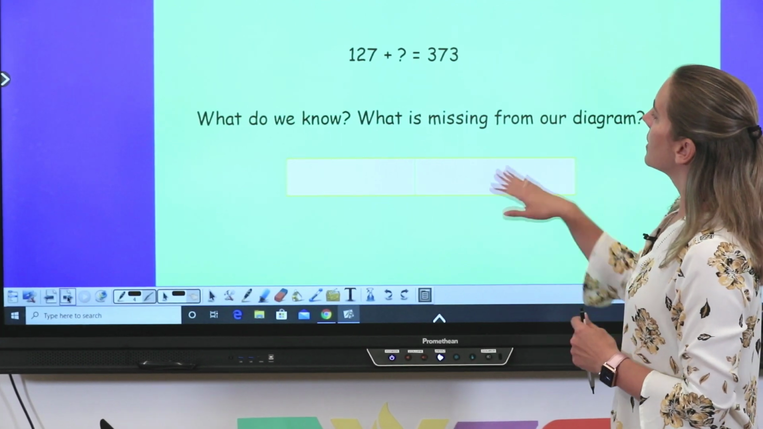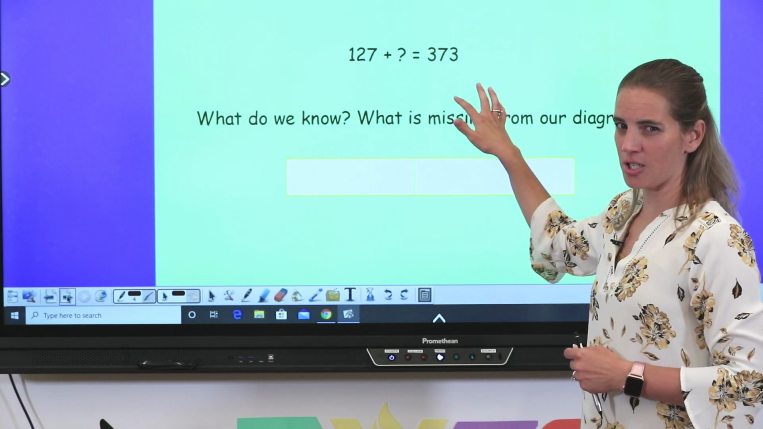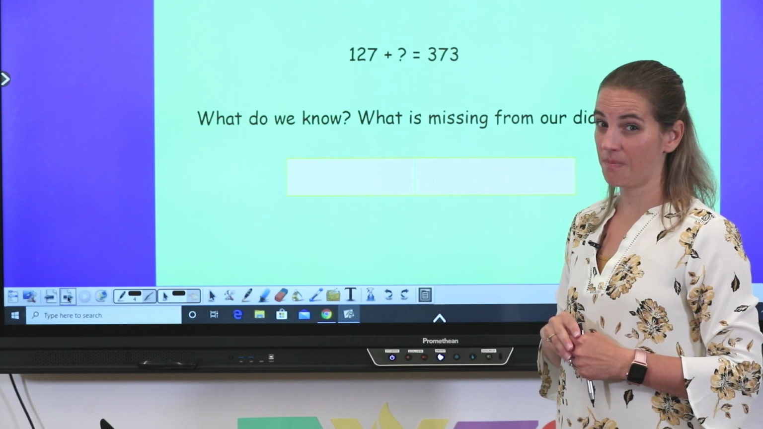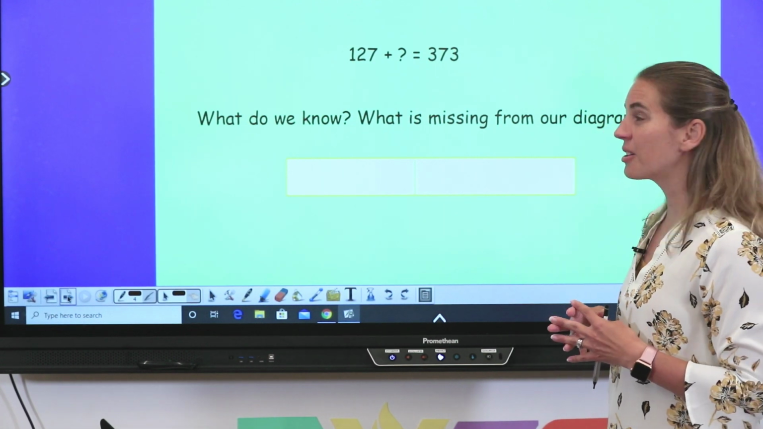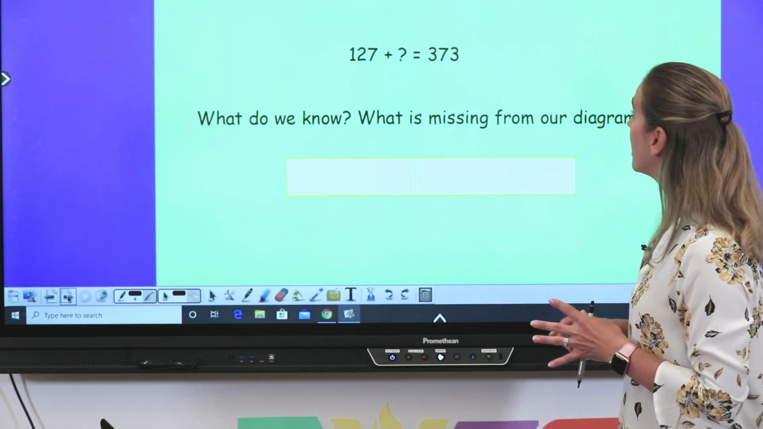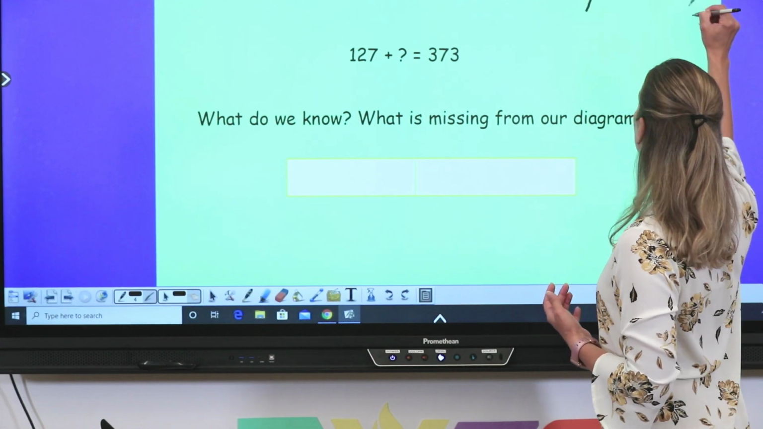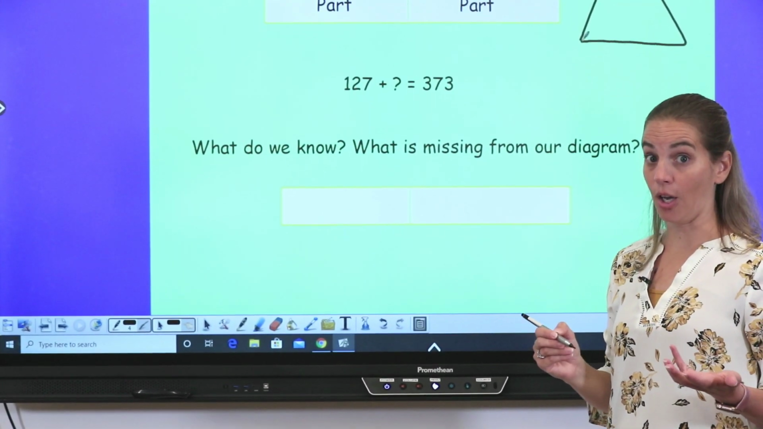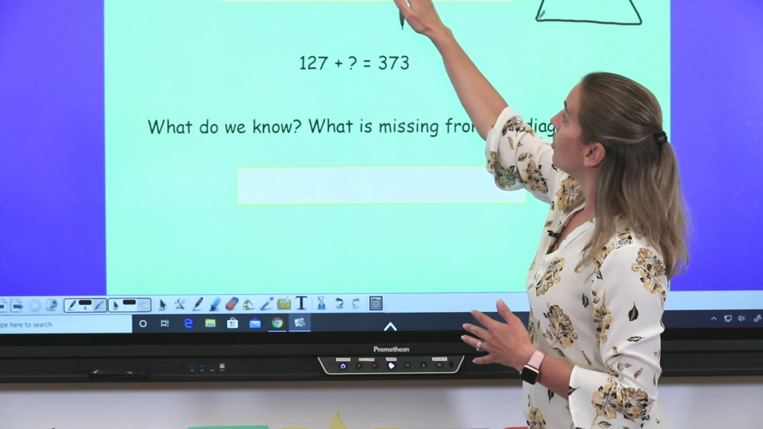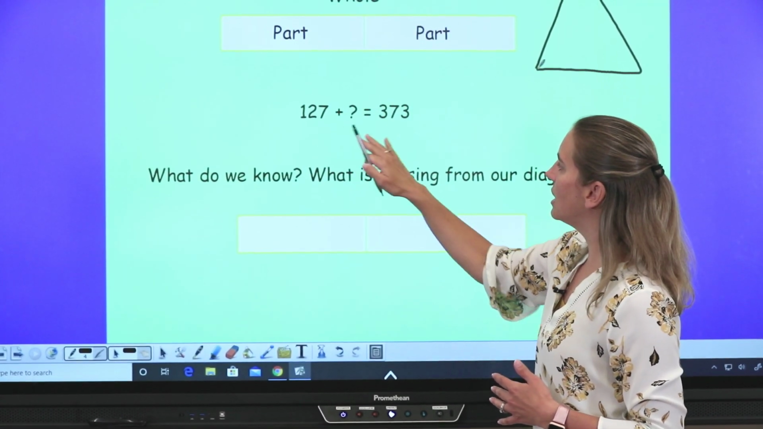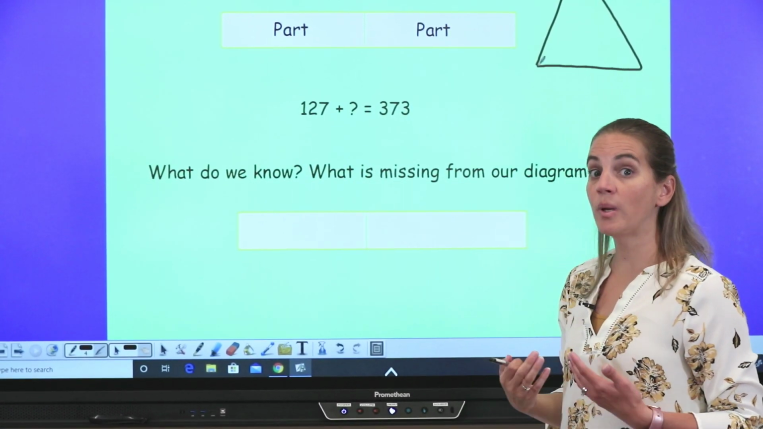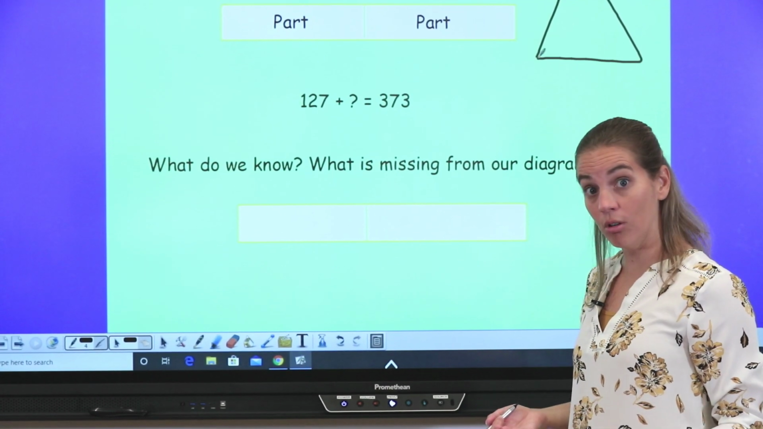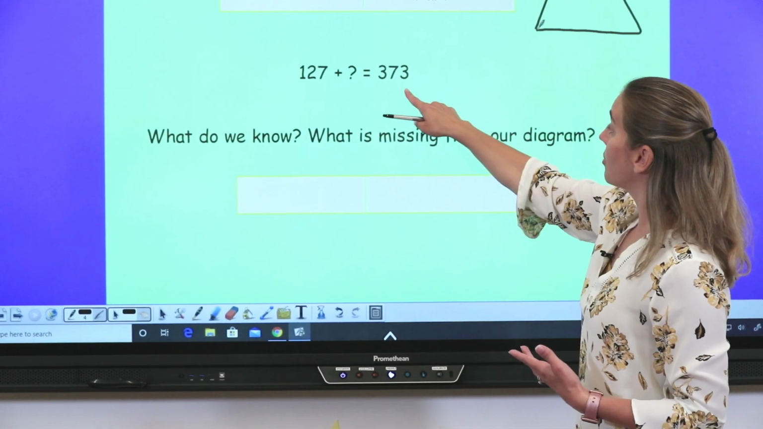Let's take a look. Here's my equation, but what do you notice? Yeah, I have a missing part, don't I? Oh man, okay. Well, let's go back to our triangle because that's the visual that we already know. And let's take a look. We've got a whole, a part, and a part. So in here, in our equation, do we have a sum? Do we know the whole? Yeah, we do. It's that 373.